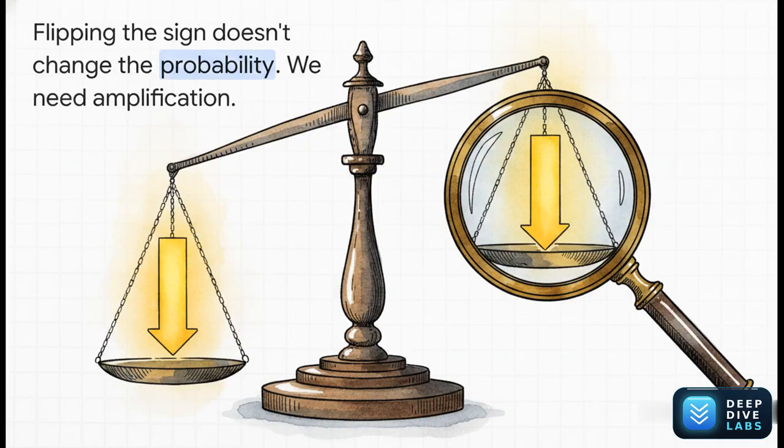Now, we do have a slight problem here. Simply flipping one bar negative hasn't actually made the answer any more likely to be found. Think about it. If you measured the system right now, that negative amplitude would still square to the exact same tiny probability it had before. The sign doesn't matter at all when you square it. So we still need a magic second step to actually amplify that target.